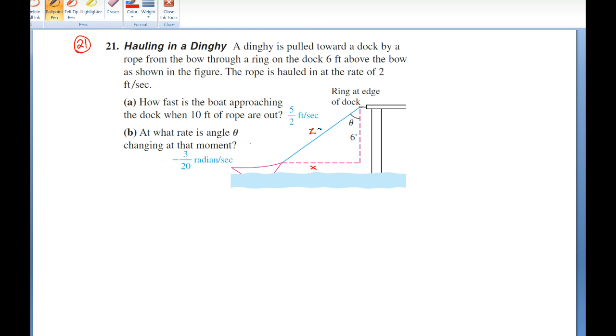I don't like using Y because then Y always represents a vertical distance to me. So it's fine. Technically it doesn't matter what letter you choose.